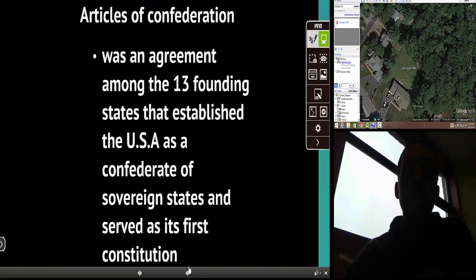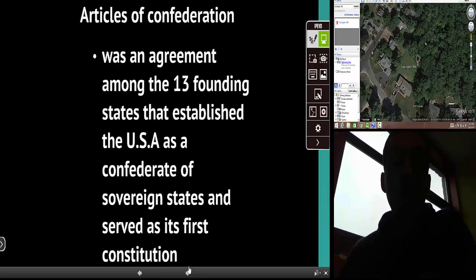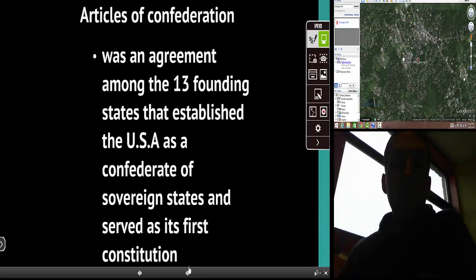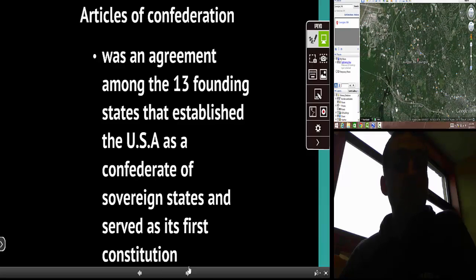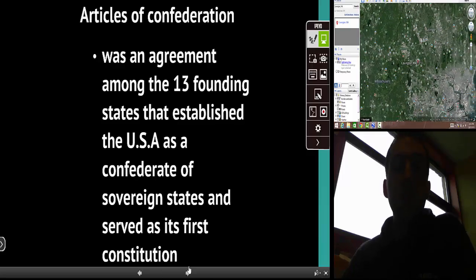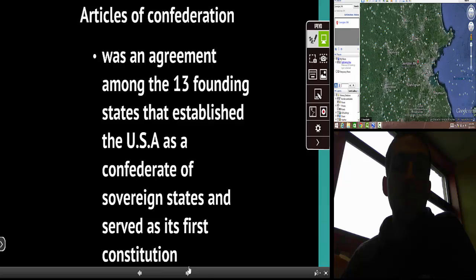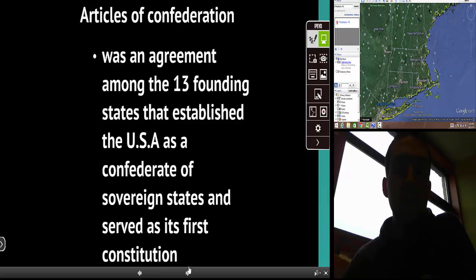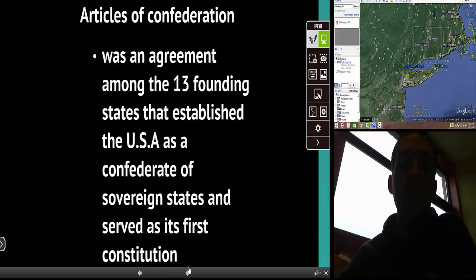Okay. So this is also what they came up with from this Congress. The Articles of Confederation. This is what we had before the Constitution. It was our first form of government. It was an agreement among the 13 founding states that established the United States as a confederate of sovereign states and served as its first constitution. A confederate just means a group or a league, partnership. Sovereign means by itself.